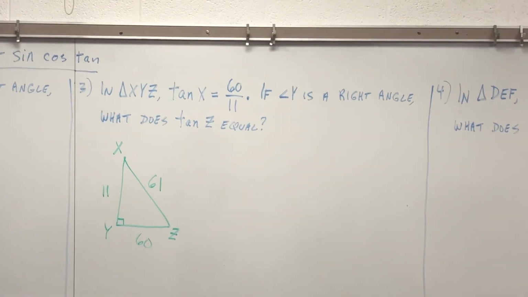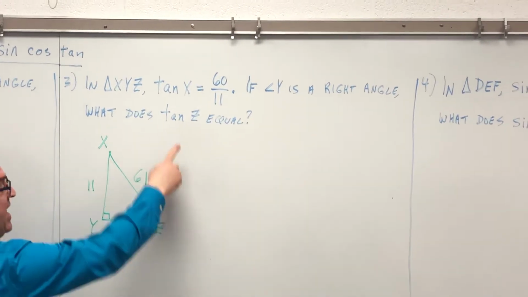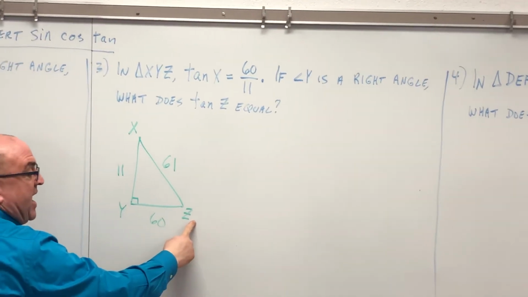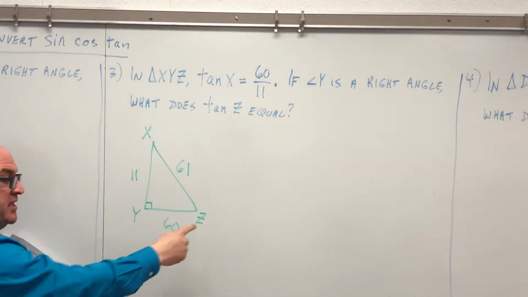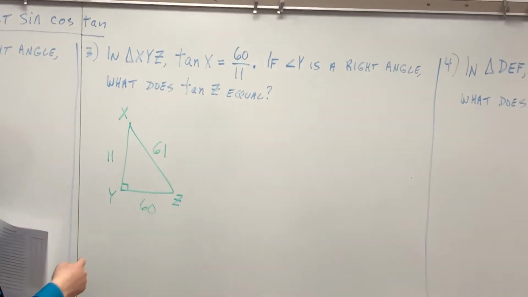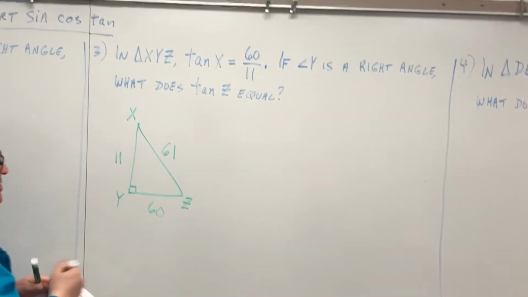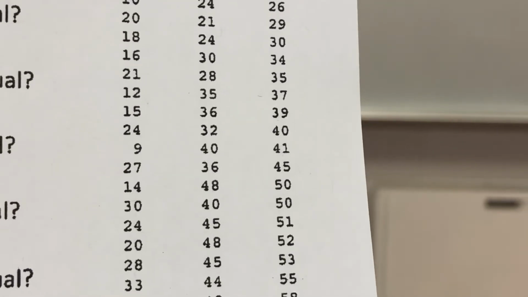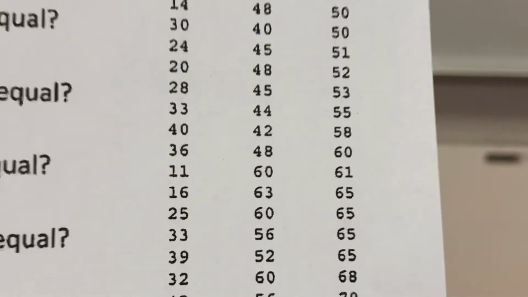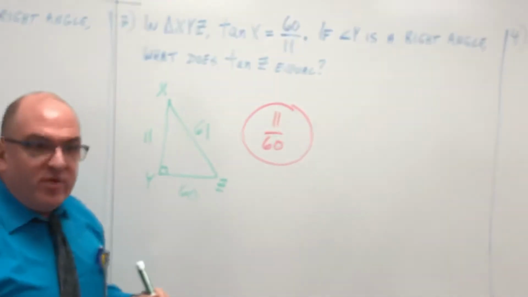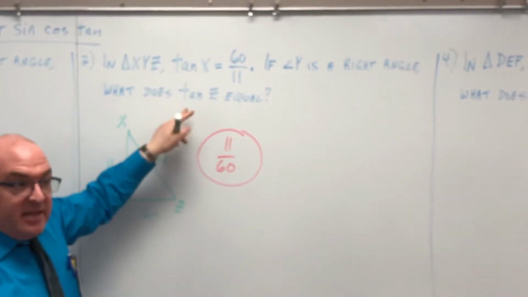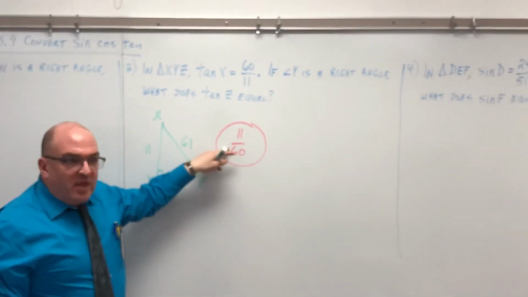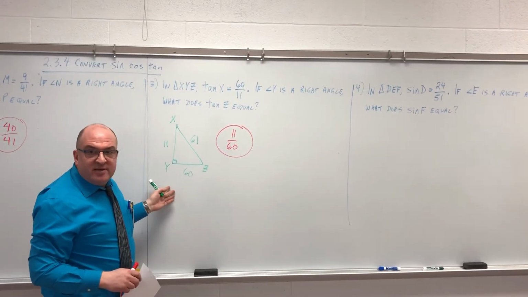But now it says tan Z. Tan Z, what's tan? Opposite over adjacent. What's opposite to Z? 11. What's adjacent? 60. Answer, 11 over 60. Now you might say to yourself, well, wait a minute, boys. If one is tan and the other is tan, are you telling me that I can just flip it without doing all this? Yes. If you see one tan and the other is going to be tan, you may just flip it and you can skip all of this. I'm all right with that.